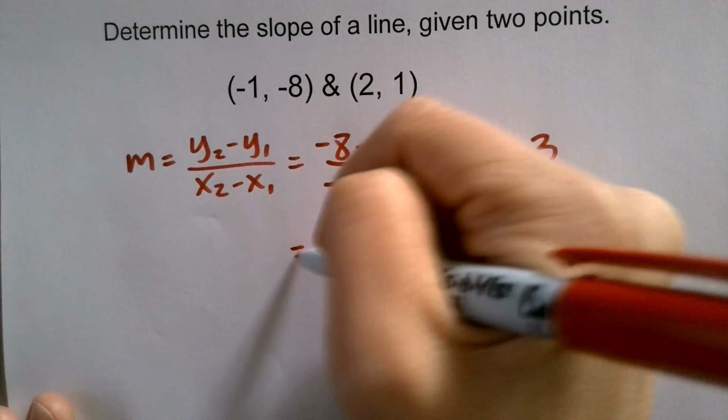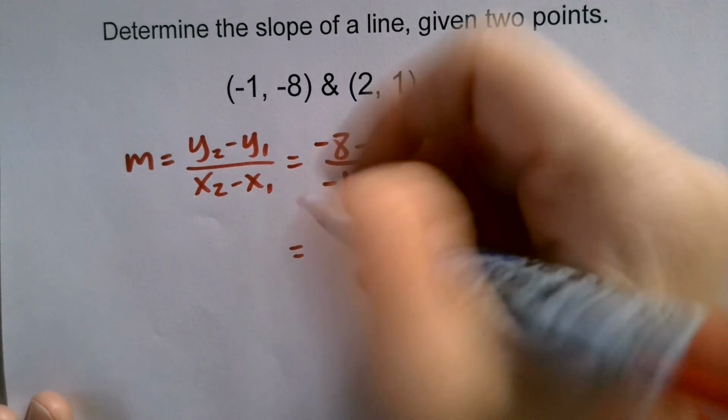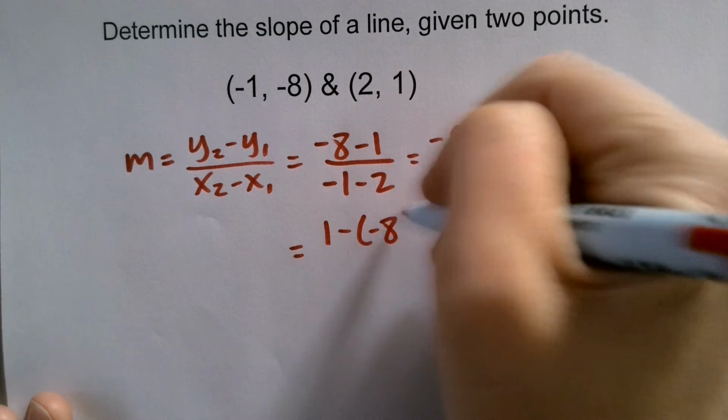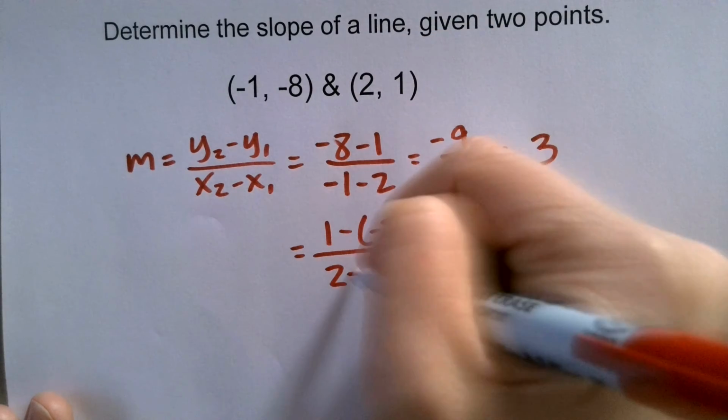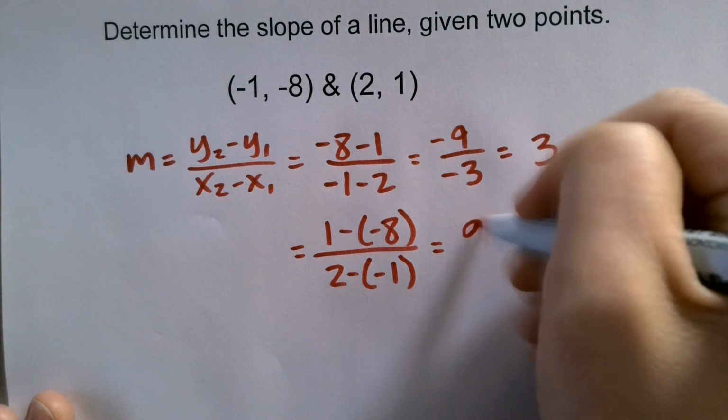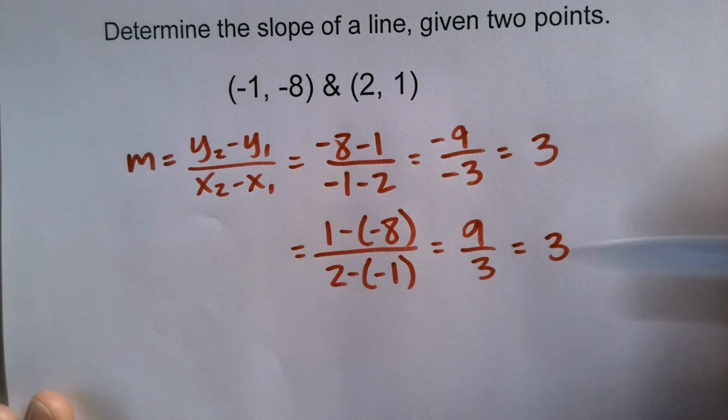So this could have also looked like, if I started with the (2, 1), it would be 1 minus -8, and then 2 minus -1. So you'd end up with a +9 and a +3. Still end up with 3.